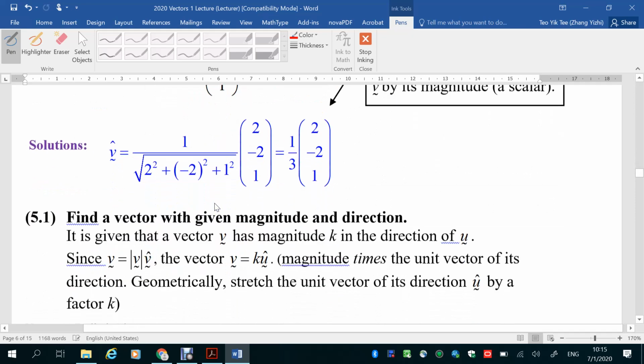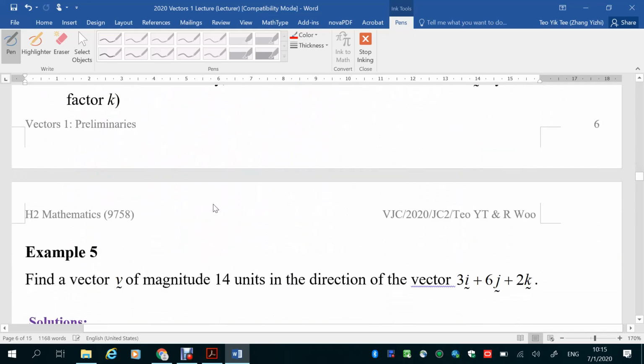You can forget about this 5.1. It's just like a textbook, for completeness. This time around, I want you to find a vector V of magnitude 14 in the direction of (3, 6, 2). So how do I do a question like that? You can do this question without my help. That means you understood everything on unit vector already. I want a vector of length 14 in a stipulated direction.